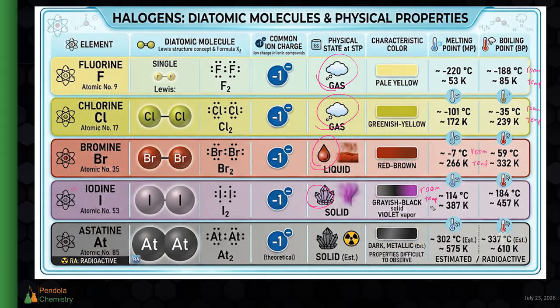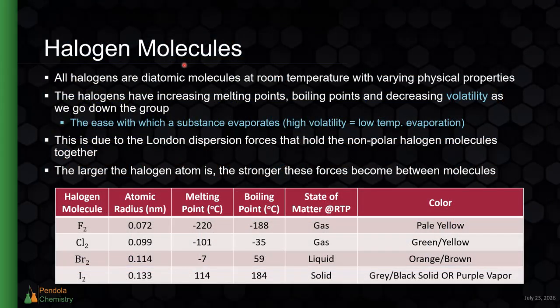Now let's talk about why this happens, because this is very important. So you don't need to just know what the states of matter are and the colors, but be able to explain why this happens. So moving on. Halogens, like we said, are diatomic molecules at room temperature, and so they have varying physical properties. One of the biggest ones is their volatility. Volatility is the ease with which a substance evaporates.